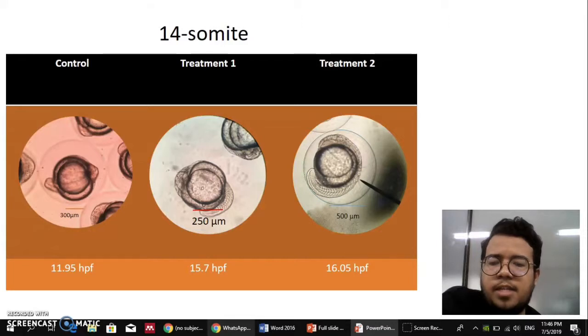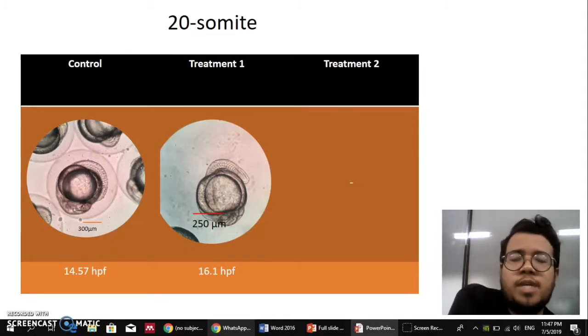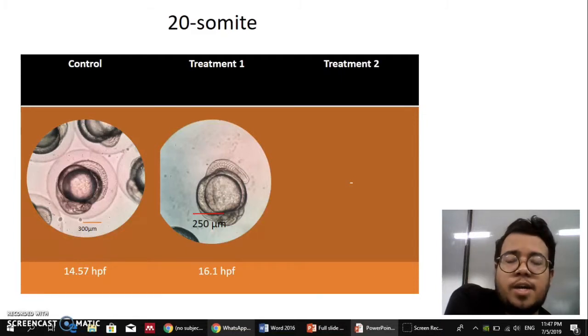For 14 somite, it can be seen that the fastest is control, but it is changing, where treatment 2 is the one taking the longest time to go to this stage. For 20 somite, the control is still the fastest, followed by treatment 1, but for treatment 2, the experiment has been stopped because it went from 10 o'clock to the evening, where there were still no changes of embryogenic stage.